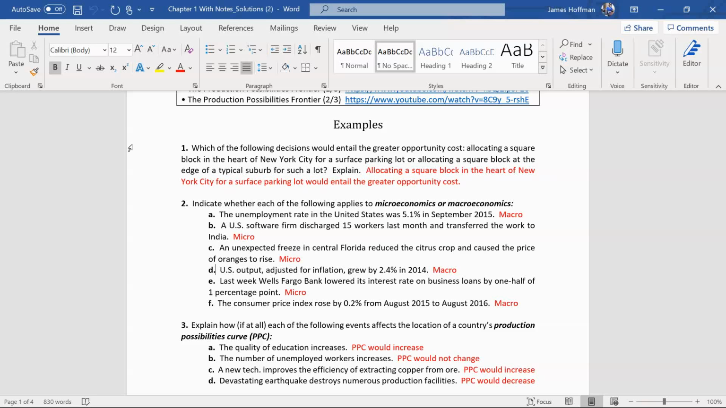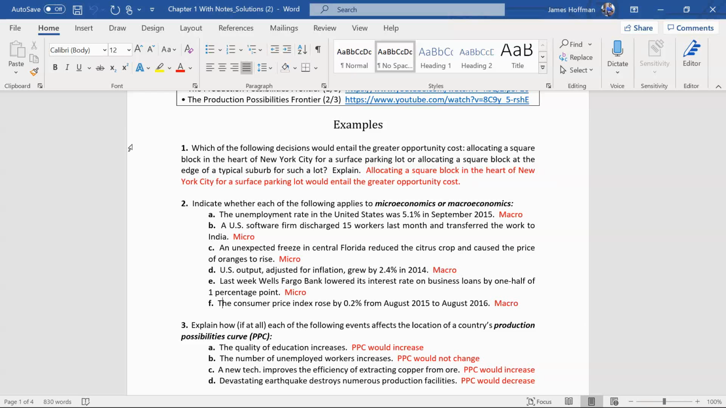D, U.S. output adjusted for inflation grew by 2.4% in 2014. That's macroeconomics because that's looking at the whole economy. And E, last week, Wells Fargo lowered its interest rate on business loans by 0.5 percentage point. That's one firm's decision, one bank's decision, so that's microeconomics.